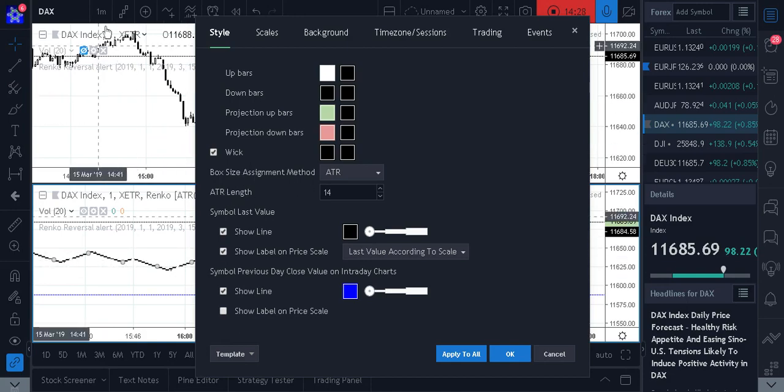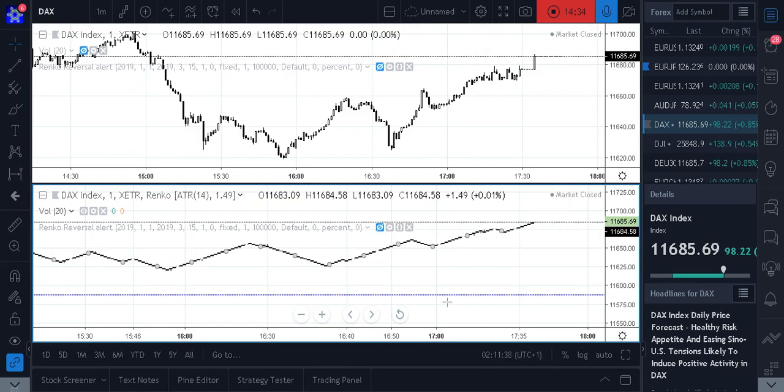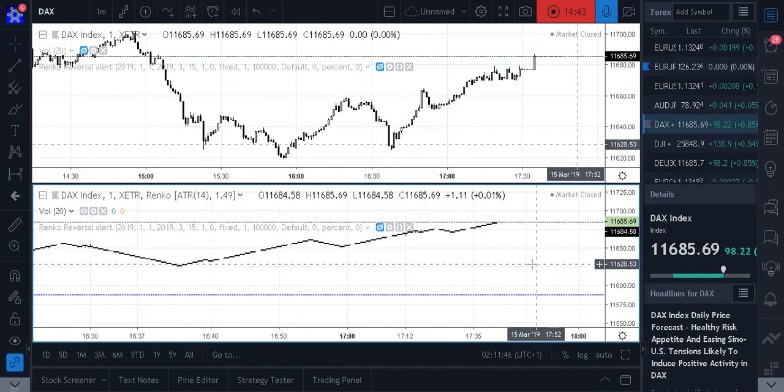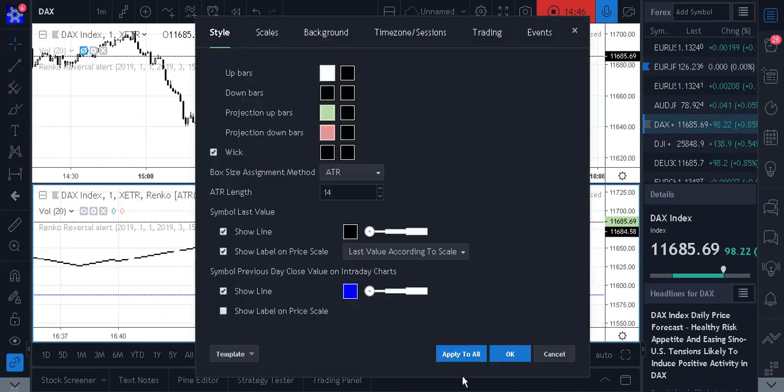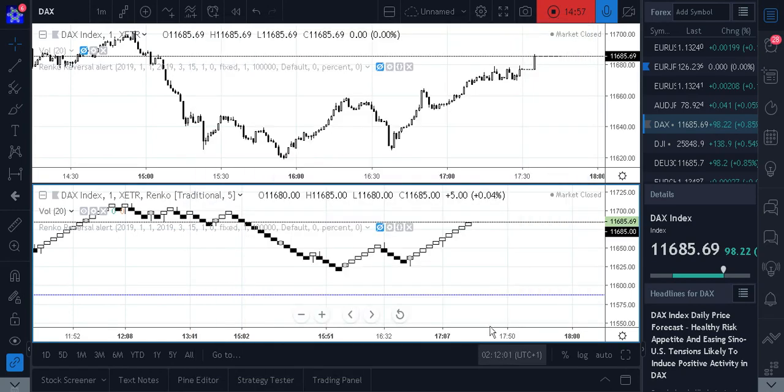That comes from this setting right here. So it looks back 14 minutes, and it says, okay, in that 14 minutes, the DAX moves on average 1.49 points. And that will be the size of these bricks. The other is to set a value to say, okay, I want these bricks always to be consistent, and I want them to be 5 points in size.